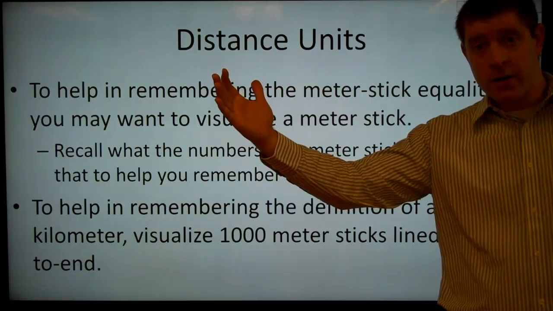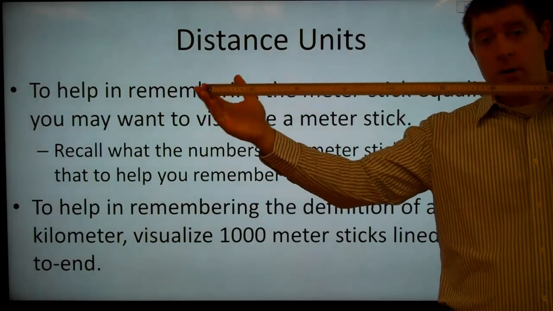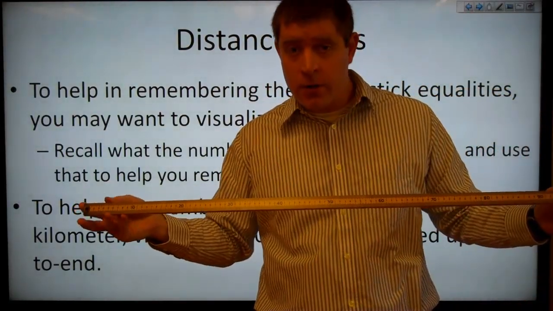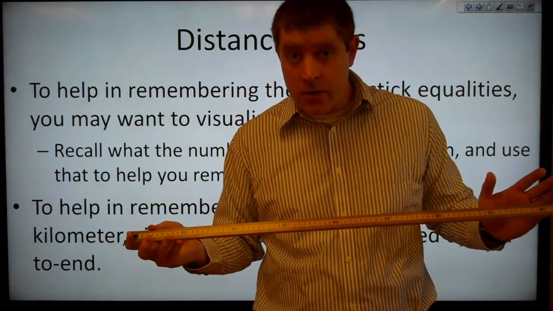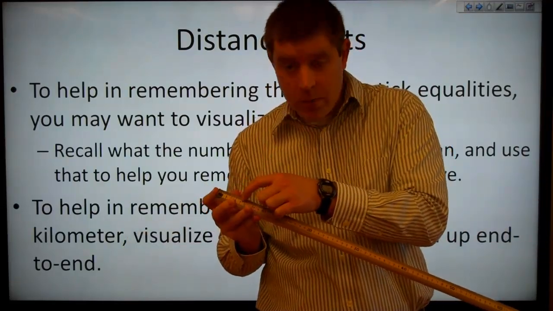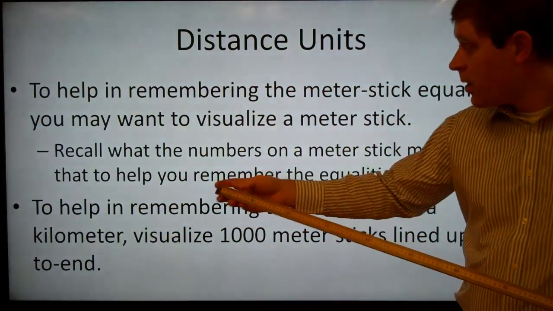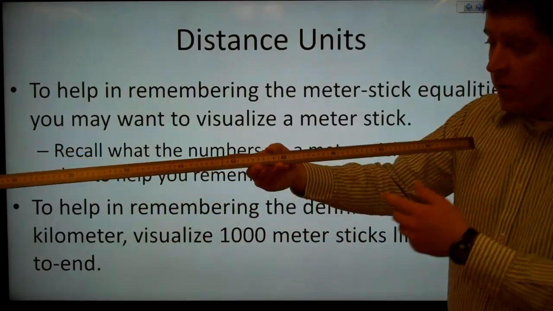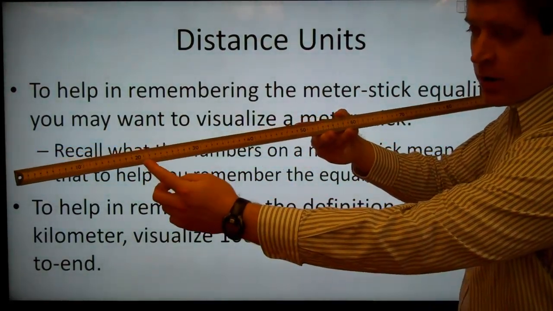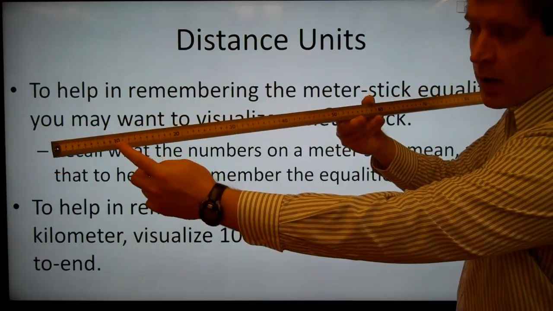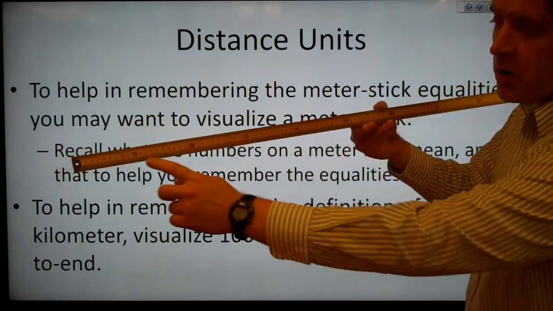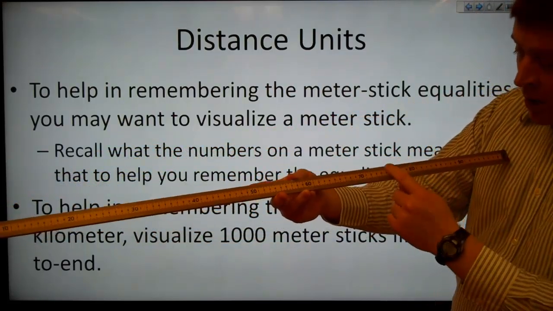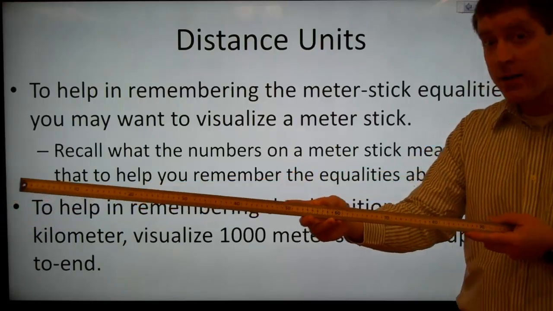So picture a meter stick. So you've got your meter stick. It's divided into 100 centimeters, into 10 decimeters, and 1,000 millimeters. So remember what the numbers on a meter stick mean. Not sure if you can read this, but we've got larger numbers at the 10, 20, 30, 40, and so on, ranging from 1 up to 100, and then we've got smaller lines in between those that are not numbered.